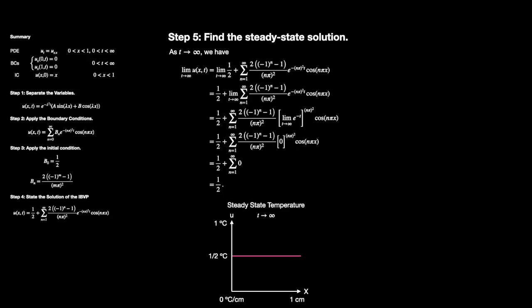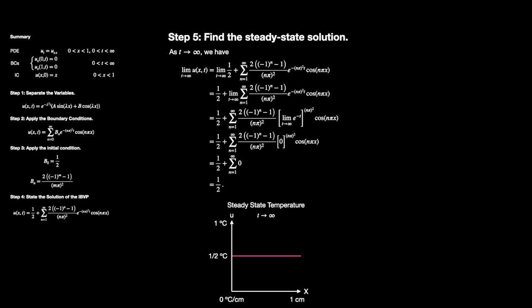Now, step 5. Here we're going to look for the steady state solution. So if we take the limit as t goes to infinity of u, what we find is that most of these terms are actually just constants. So for instance, the 1/2 is a constant, so the limit of that is just 1/2.